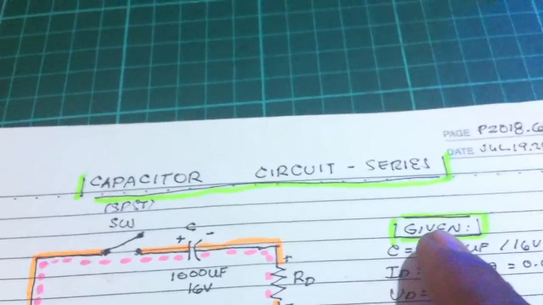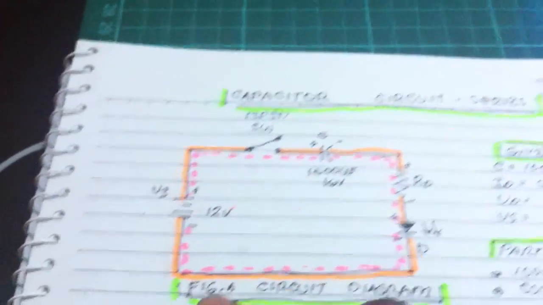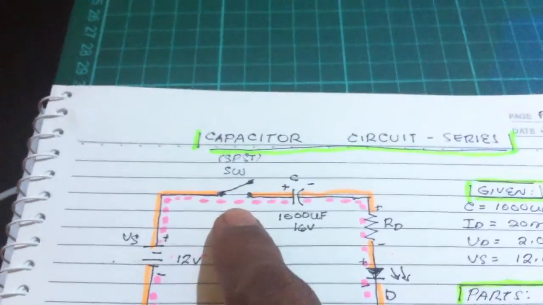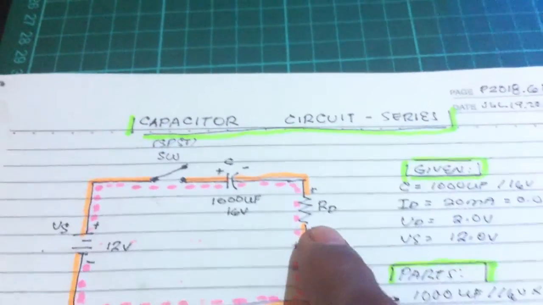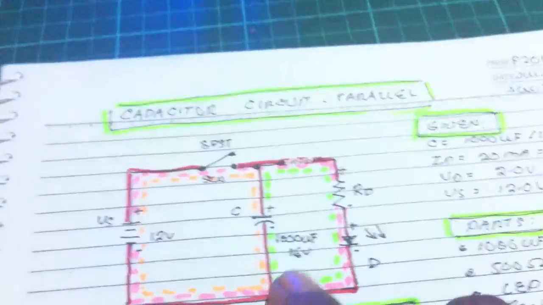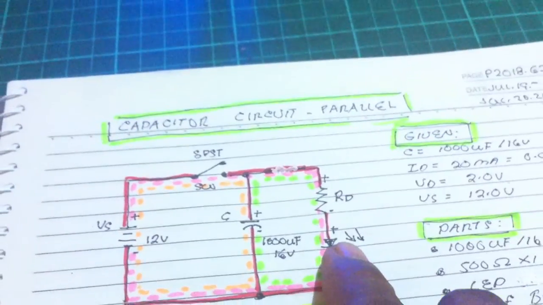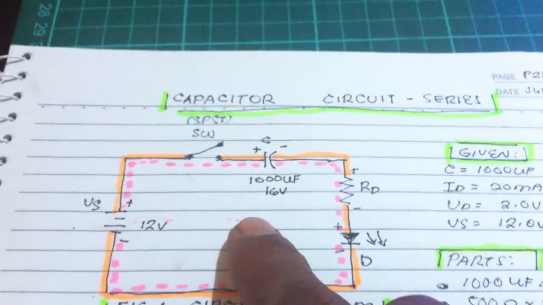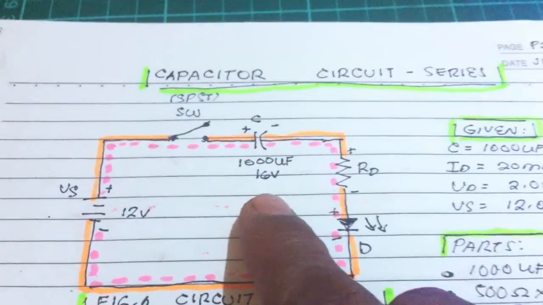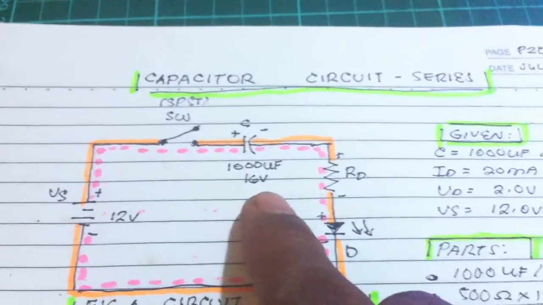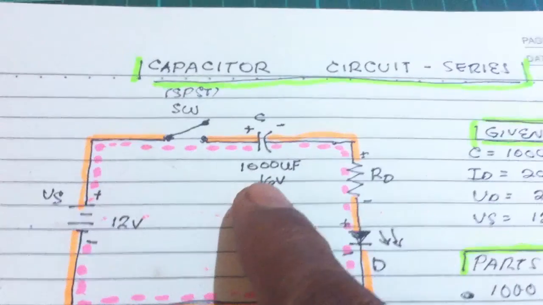And the circuit of this one? It's a capacitor circuit series. We have a voltage supply, a switch, and a capacitor in series, a resistor, and an LED. In here, the capacitor is in parallel with an LED. And this one, the previous circuit of my friend, has the capacitor in series with an LED.